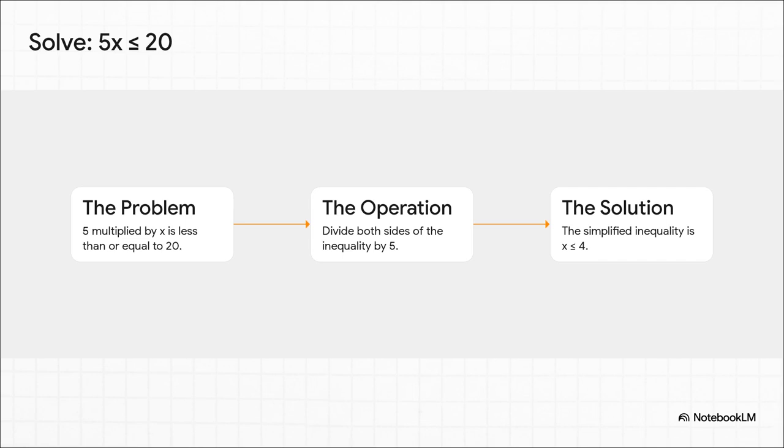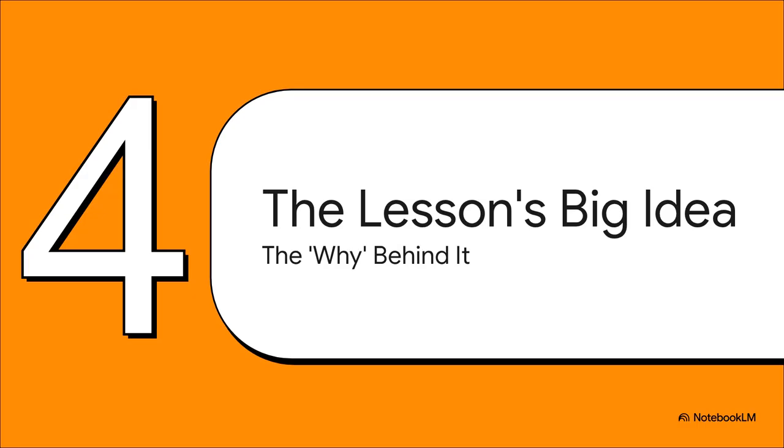And the practice problems follow a really clear set of rules. So take this one: 5x is less than or equal to 20. The steps are pretty straightforward. First, you see it's multiplication. Then, you do the opposite, division to both sides. And bam, you get your final solution. x is less than or equal to 4. So the story is the hook for sure, but the actual procedural math is still the core skill that they're teaching. So let's zoom out for a second.